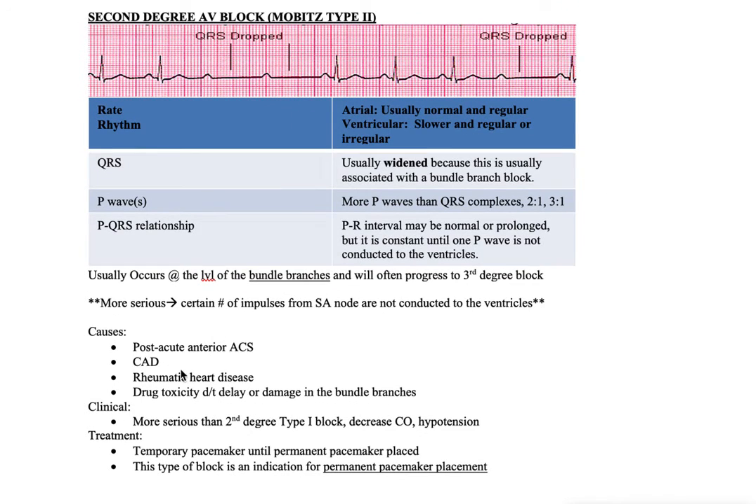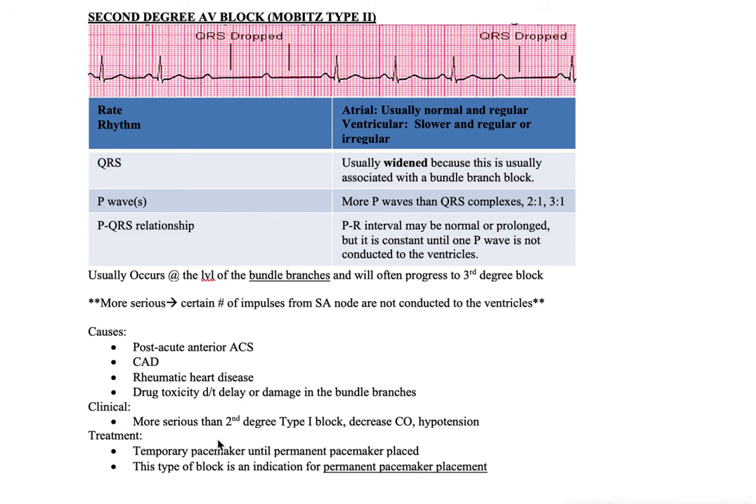So just some different causes that I have listed here. Could be post acute coronary syndrome, could be coronary artery disease, rheumatic heart disease, or drug toxicity, and due to delay or damage in the bundle branches. So you will notice the patient's manifestation, they're going to come in presenting with decreased cardiac output, low blood pressure here. And again, just to recap, this is more serious than a type 1 second degree Wenckebach.